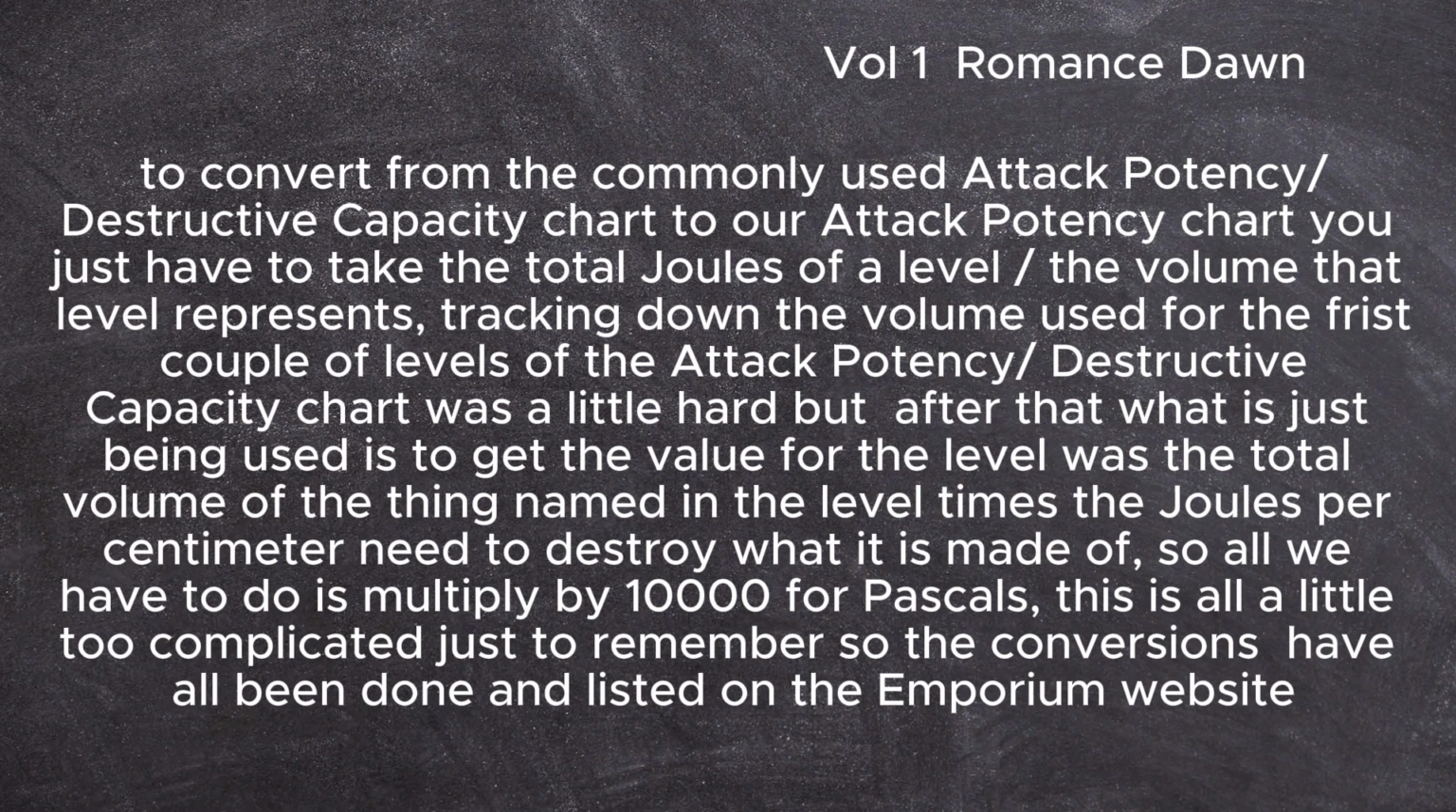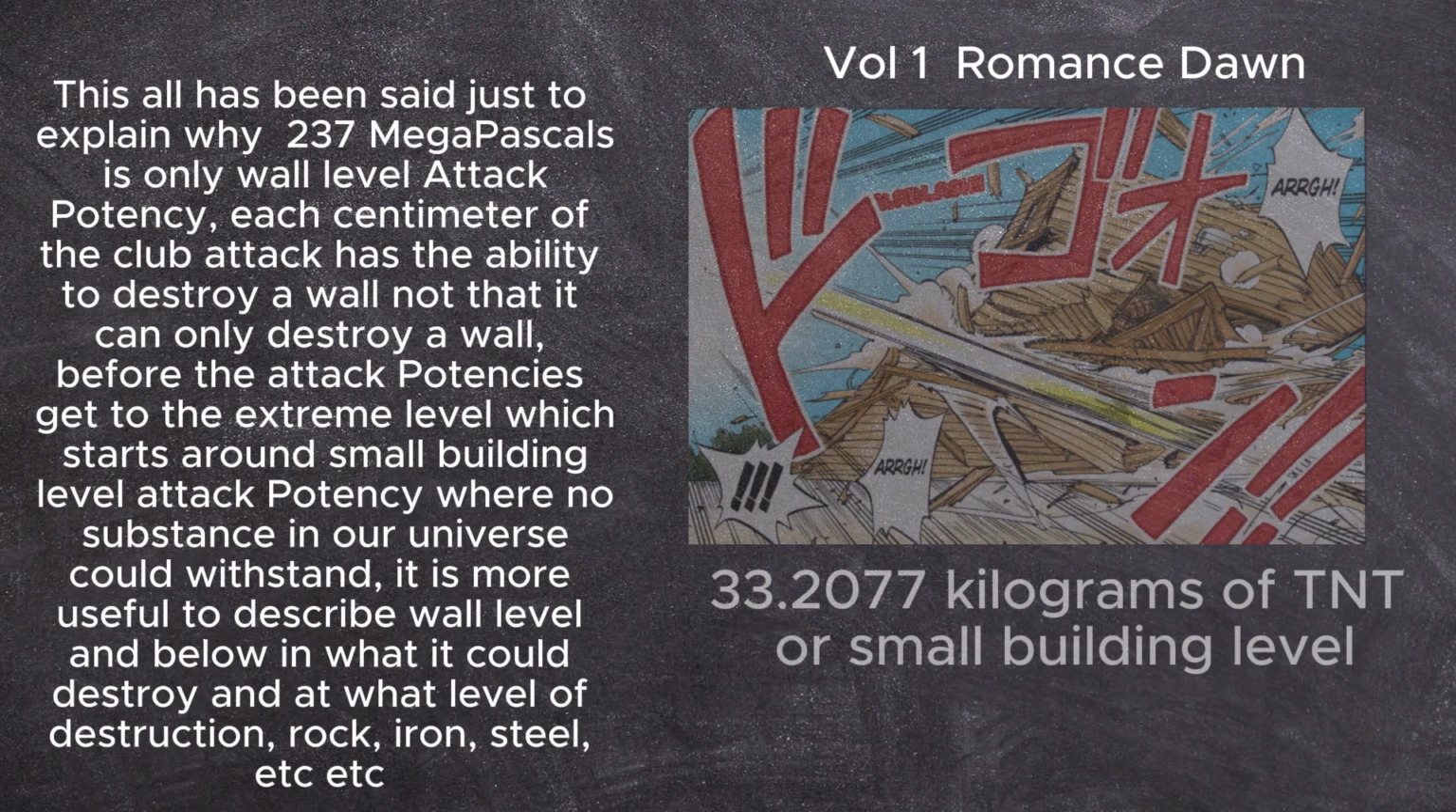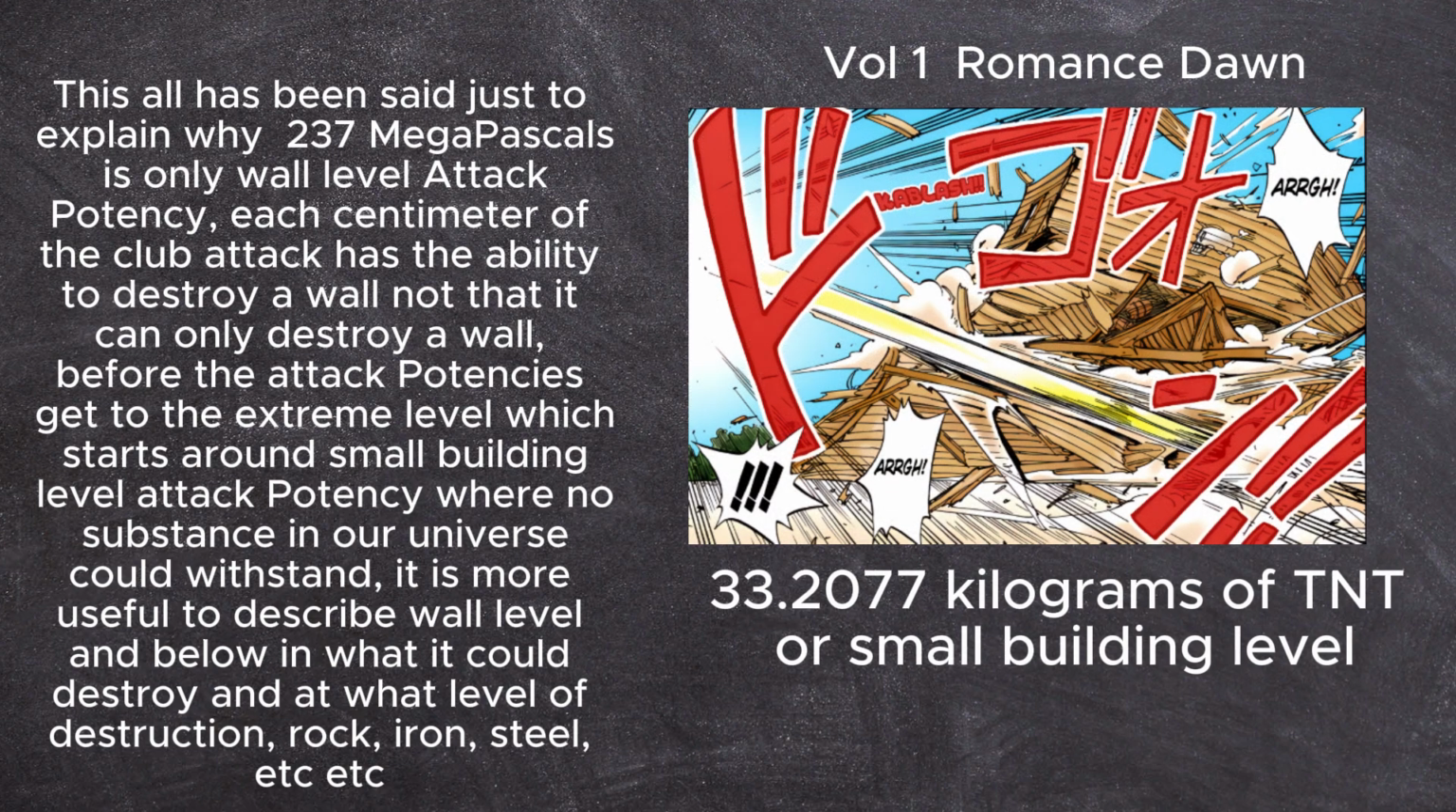Tracking down the volume used for the first couple of levels of the attack potency / destructive capacity chart was a little hard, but after that, what is just used to get the value for the level was the total value of the thing named in the level times the joules per centimeter. So all we have to do is multiply 10,000 for pascals. This is all a little too complicated just to remember, so the conversions have all been done and listed on the Emporium website. This all has been said just to explain why 237 megapascals is only wall level attack potency.